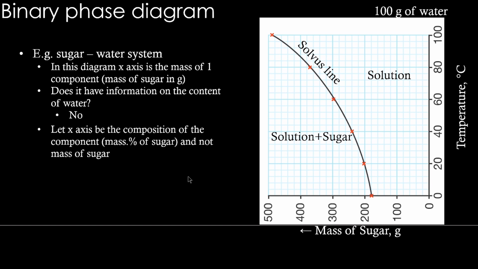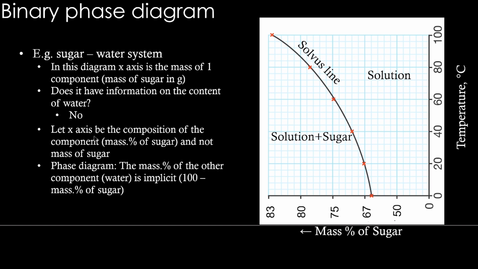So let the x-axis be the composition of the component, that is, mass percentage of sugar, and not mass of sugar. So let us change it to mass percentage of sugar. So this is considering the water content as well. So what is a phase diagram? The mass percentage of the other component, water, should be implicit in that: 100 minus mass percentage of sugar. In the x-axis right now we have mass of sugar varying from right to left. Instead we can keep mass percentage of water varying from left to right like this. It's up to us.